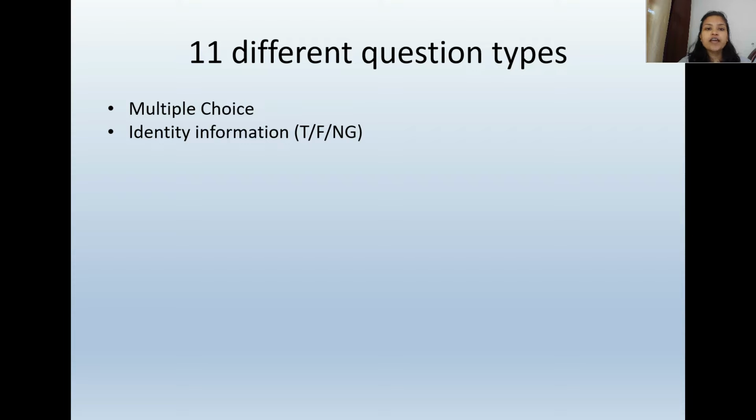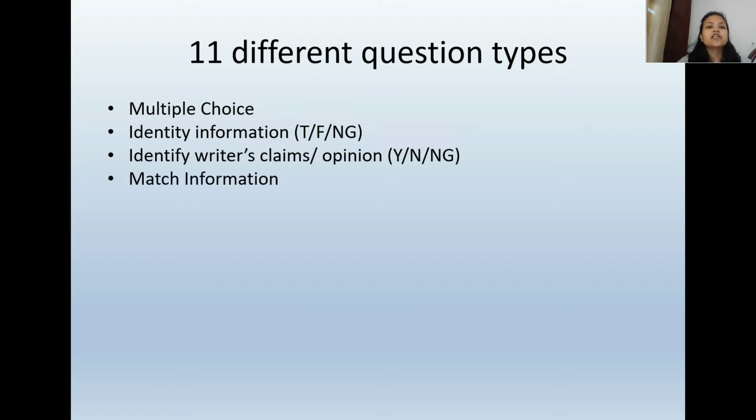Next one is identify information. Means true, false and not given. It is slightly different from yes, no, not given. In true, false, not given means you have to find whether the information is available in the text or not. And in yes, no and not given, you have to identify the writer's claim. Means what is the writer's claim? If it is supporting the statement, that means yes, otherwise no. And if you do not find any information, then not given.